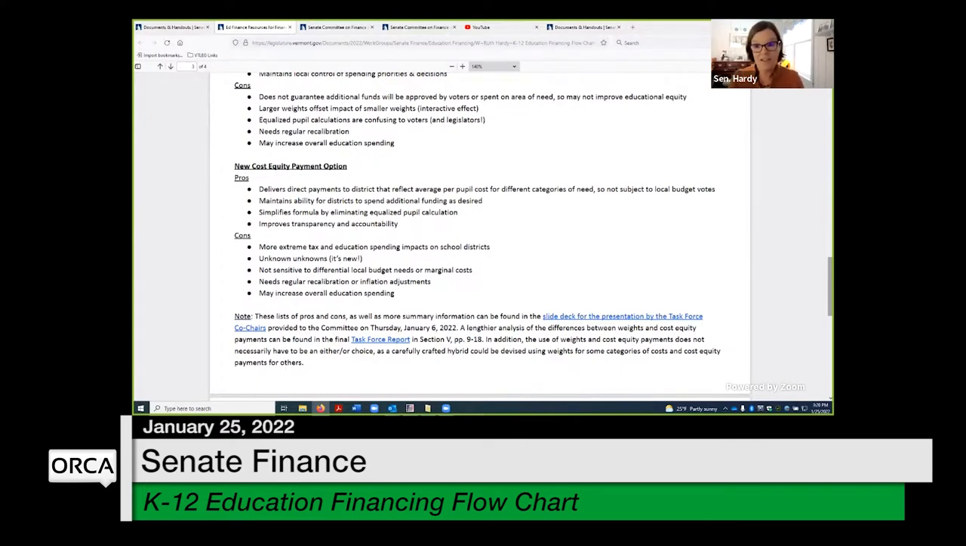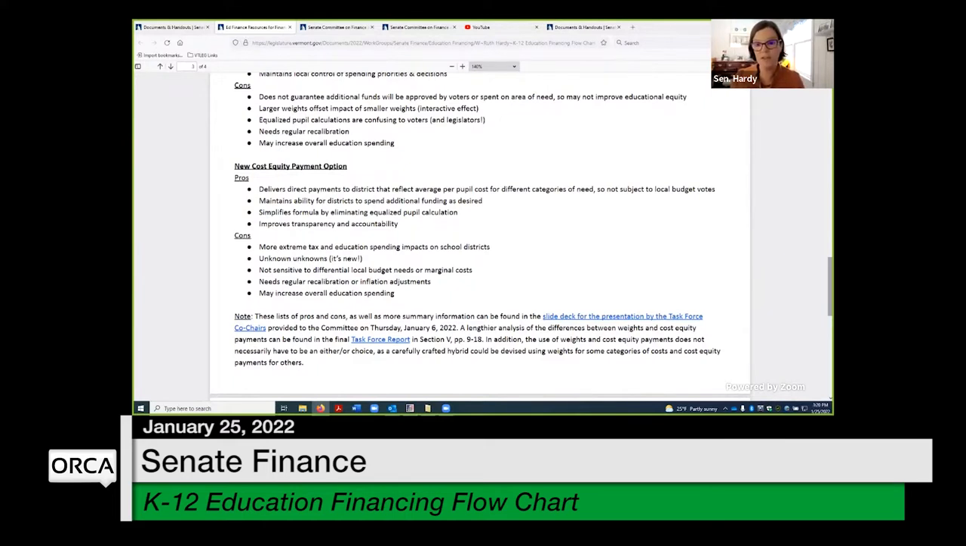The cons are it causes more extreme tax and education spending impacts on school districts. So Senator Cummings' list of winners and losers, they're bigger winners and bigger losers when you do the cost equity payments. The unknown unknowns, it's new. So it would be a new system that everybody would still be getting used to. And we probably wouldn't know the full implications of it until a few years into it.